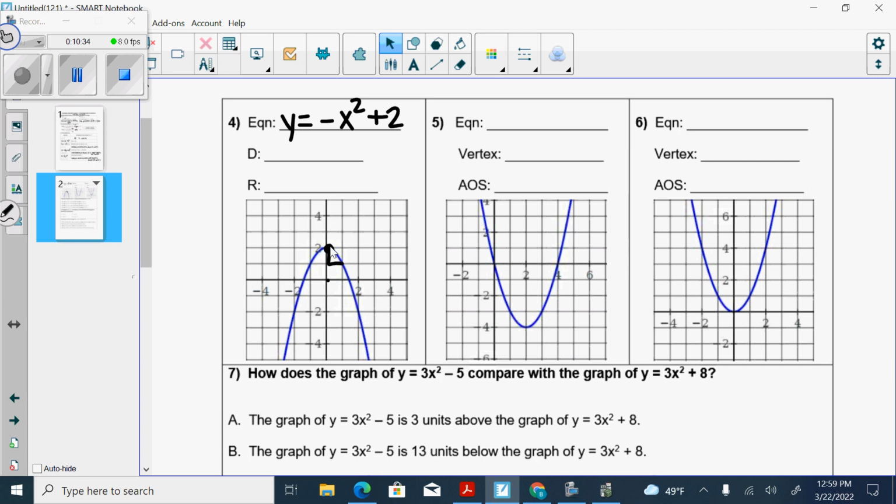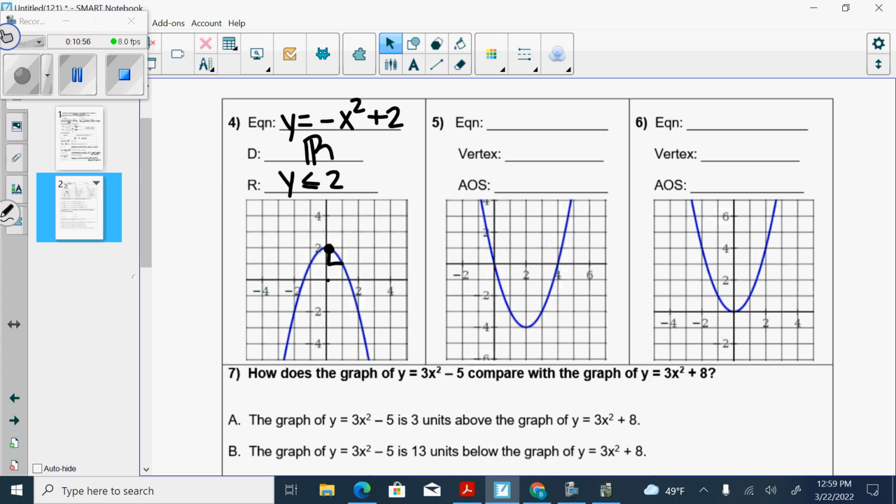All right, what would my domain be? Right. And what would our range be? Very good. Nice job.